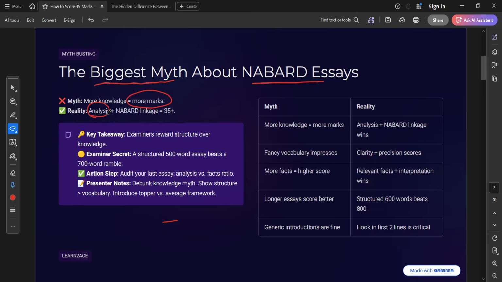It is that the analysis and the NABARD linkages work. You have to put rural development linkages. You have to write the agriculture aspect. You have to write what are the cons in whatever thing has been asked. What are the way forwards? What are the committees that are there? So you have to present it like an expert, but of course we are not an expert, but we have to show it. So there has to be a certain flow, and there has to be interlinking of whatever you are writing. So the key takeaway would be that the examiner rewards the structure over the knowledge.